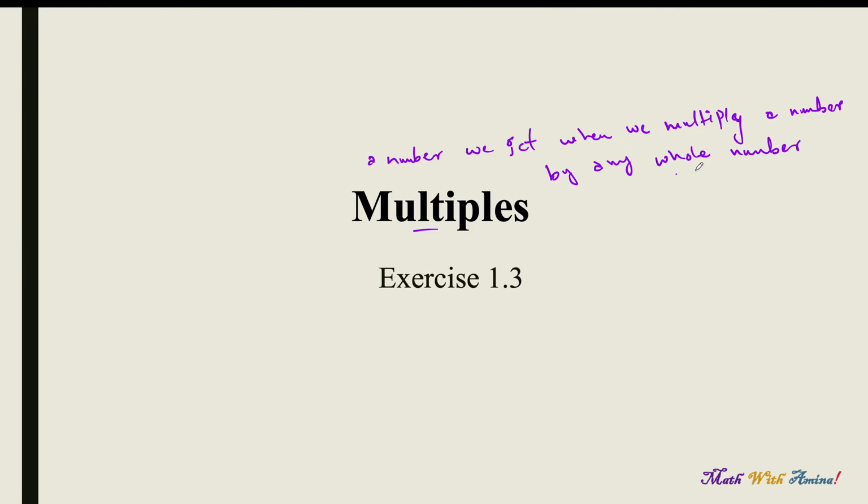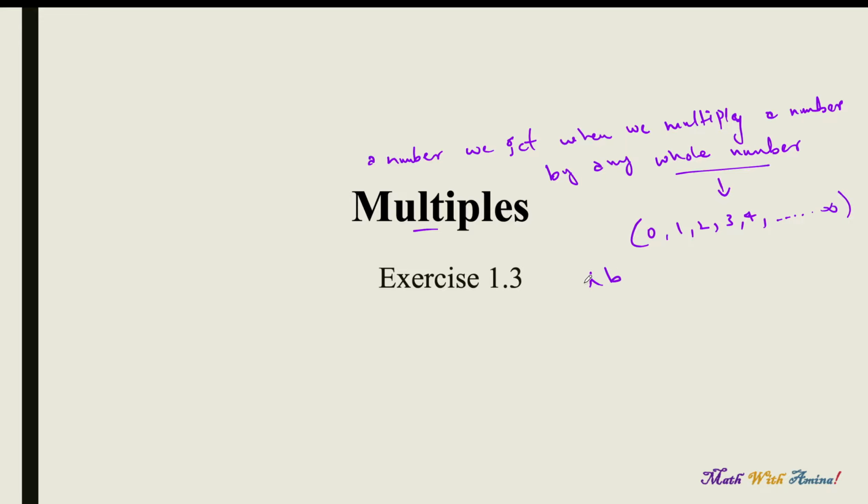Now in here we do know the whole numbers start from 0, then 1, 2, 3, 4, and they move towards positive infinity. However, when we talk about the multiples, when we talk about multiplication, mostly in the tables it starts from 1 rather than 0. Why is that so?